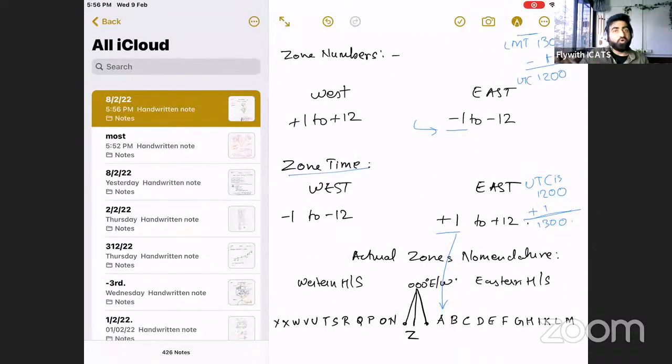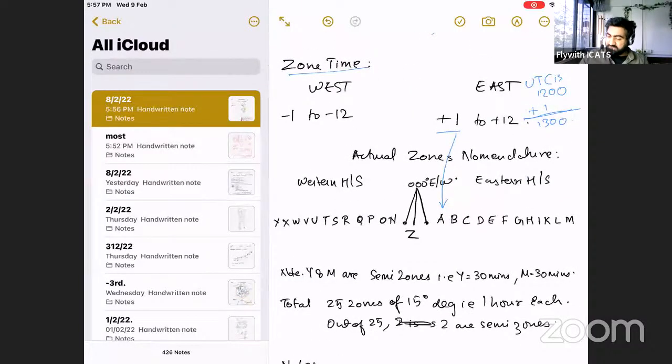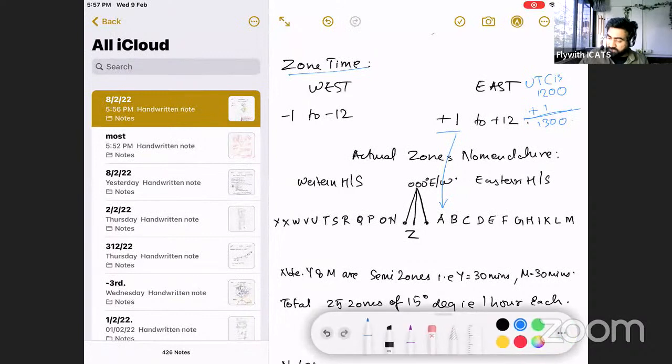So you see, -1, +1. There are two opposite names given to the same zone. Zone number, you deduct from the local mean time to get UTC. Zone time, you add to the UTC to get your local time. This is a part of your syllabus, students.